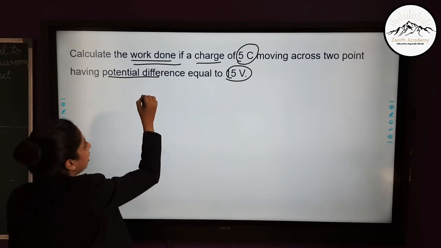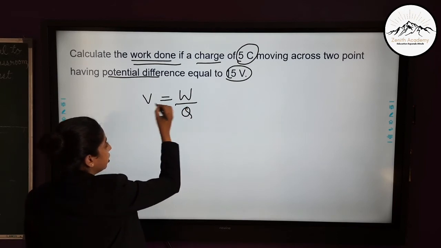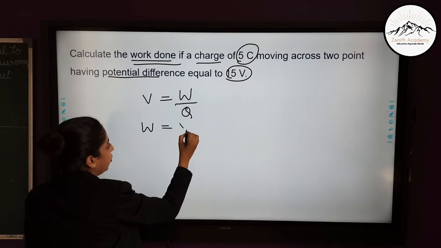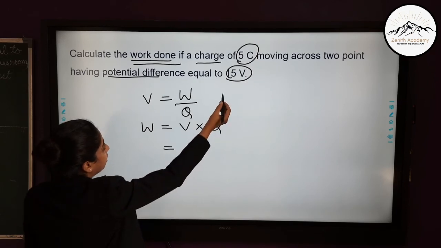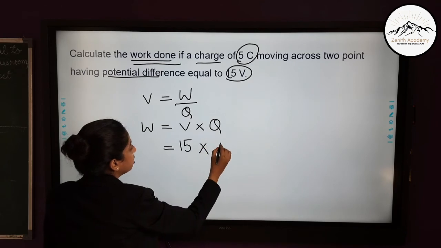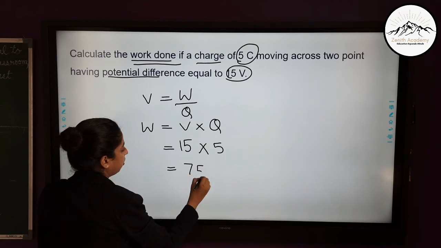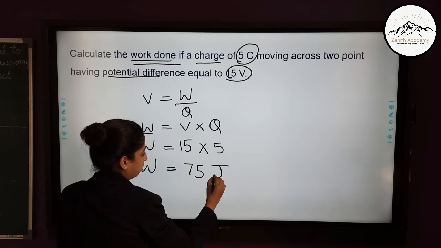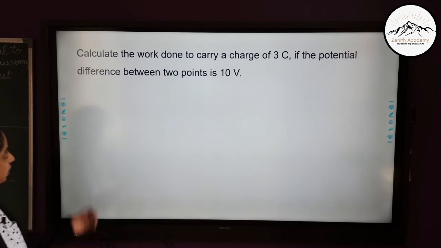Now we know that V is equal to W upon Q, that is, potential is work done per unit charge. So we can say work done will be V multiplied by Q. What is your potential difference? 15, and your charge is 5. So 15 into 5 would be 75, and what is the unit of work done? Work done is in joules. So the answer is 75 joules.